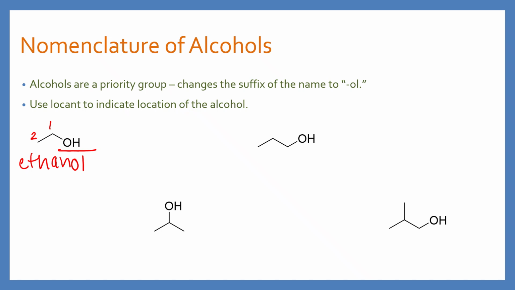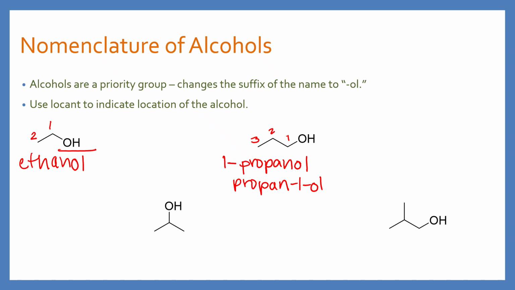Now let's look at the next one. We have 1, 2, 3 carbons, and I am choosing to number starting at the alcohol because it's the only interesting thing on the molecule. So this is going to be a derivative of propanol, and we're going to call this specifically 1-propanol to indicate that the alcohol is on carbon number 1. We could also call this propan-1-ol, which is sometimes a useful tool when you have a lot of different things on your molecule.